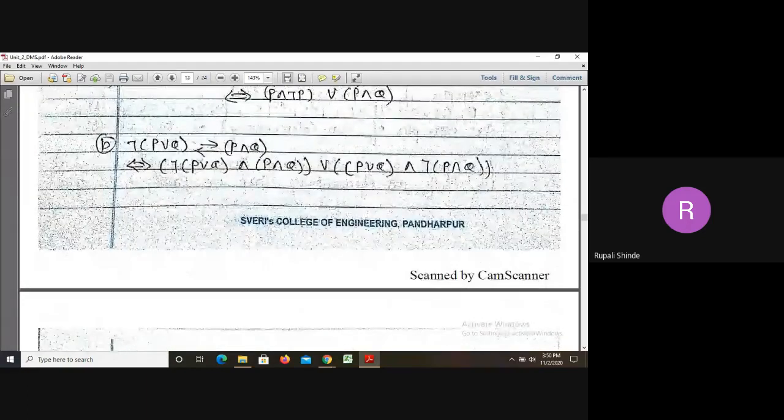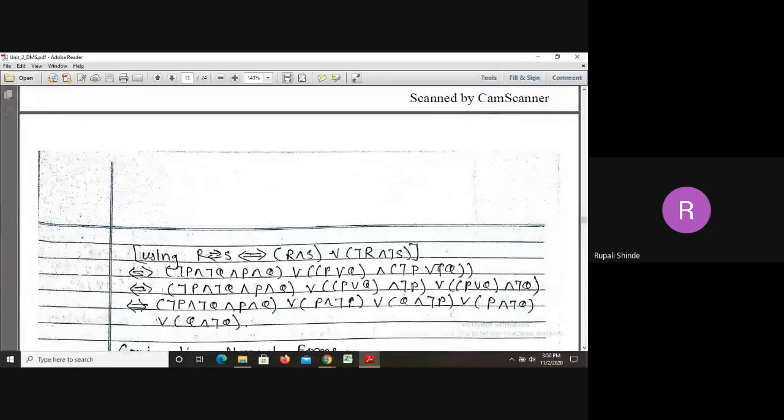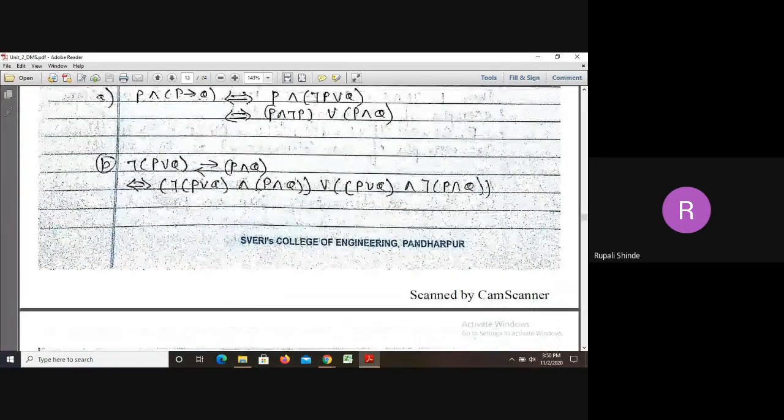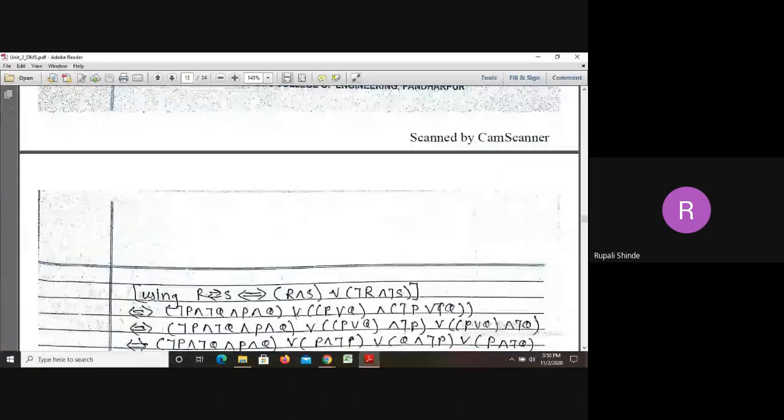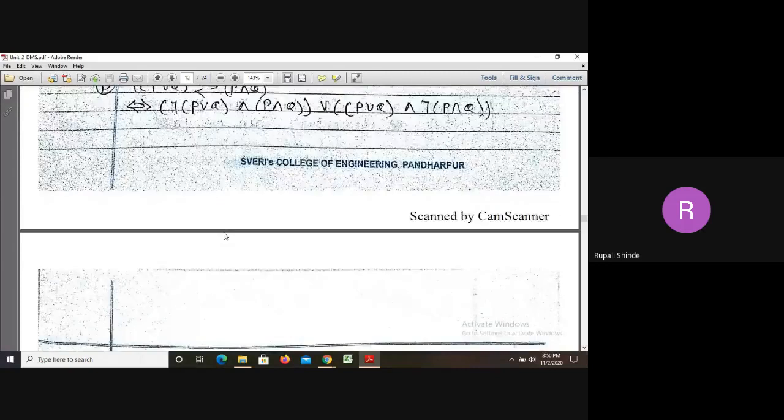Did you understand how this negation was applied? When you apply negation to a bracket, what happens? That negation gets applied to each and every variable separately, and OR becomes AND and AND becomes OR. So now this OR becomes AND, that's why negation P and negation Q. And then the remaining term, P and Q, is added here. Likewise we have simplified this first bracket.